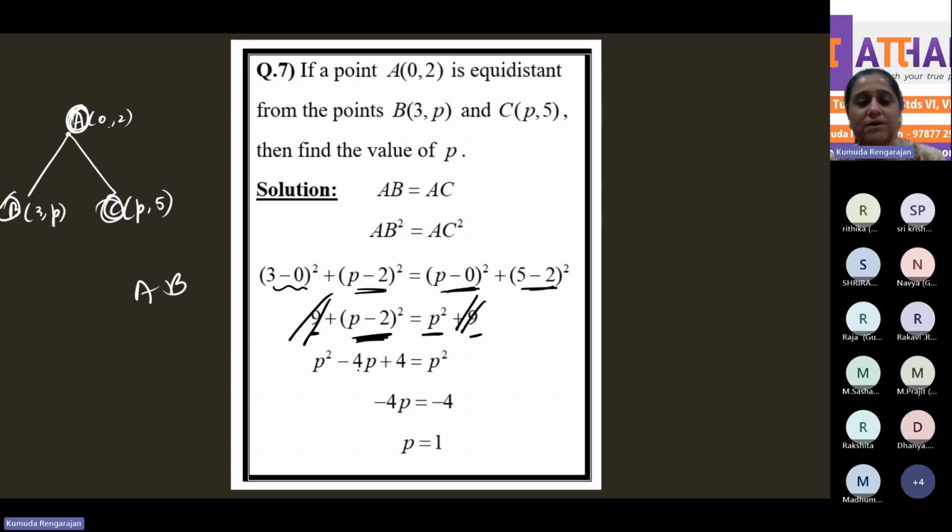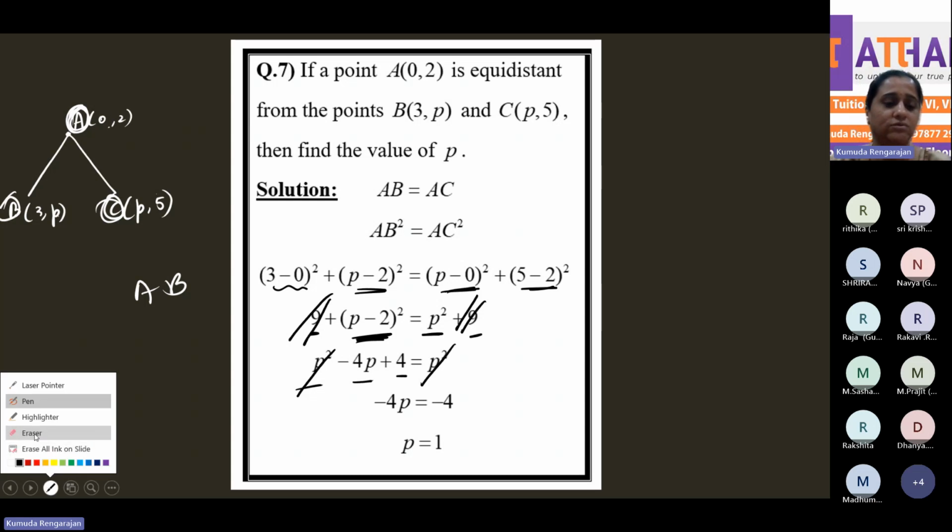Then you expand this a minus b the whole square. A square minus 2ab plus b square is equal to p square. Now p square on either side gets cancelled. So we have minus 4p is equal to minus 4. P is equal to 1.